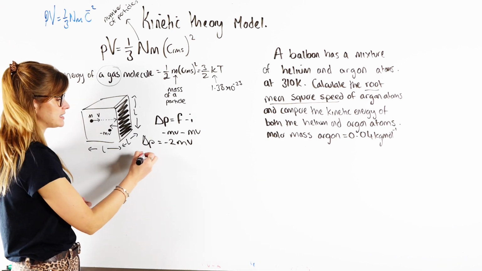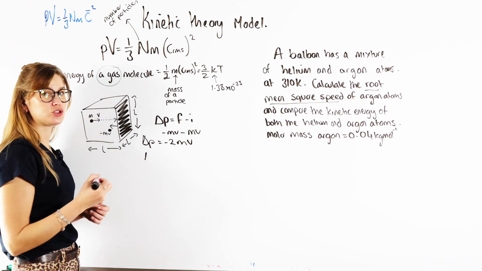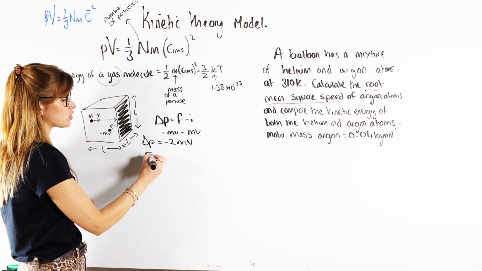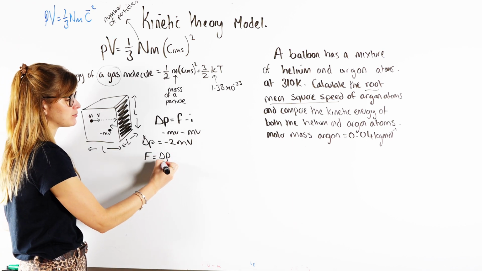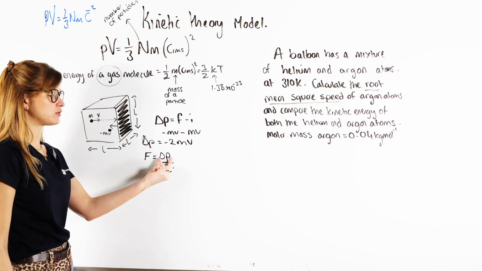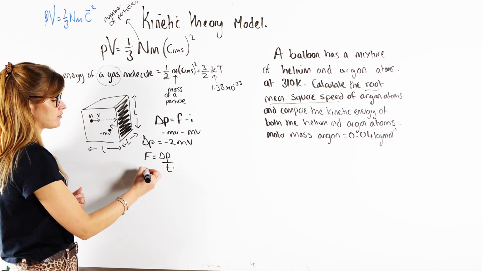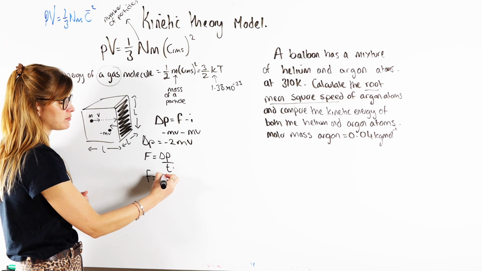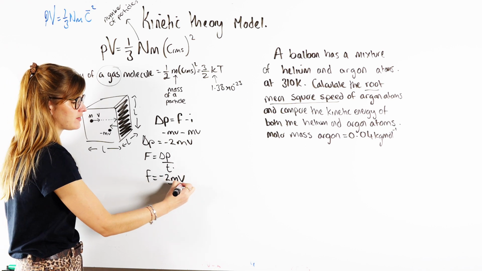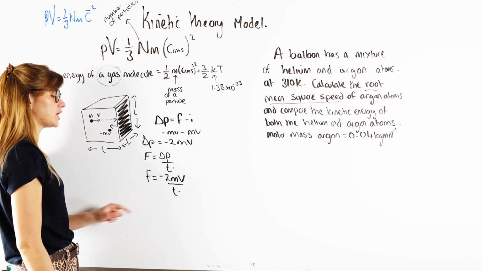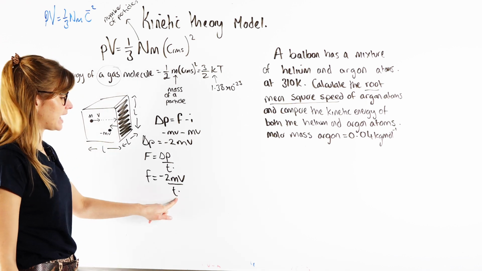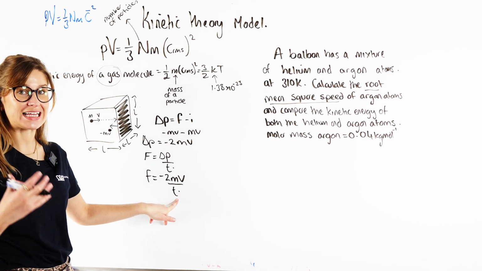Another thing we know is that change in momentum can be used to represent impulse. So we know force is equal to the change in momentum over time, or force is equal to impulse divided by time. So I can now write force is equal to my change in momentum, minus 2mv, divided by the time. Okay, so what I want to see now is the time. Time represents the time between collisions.